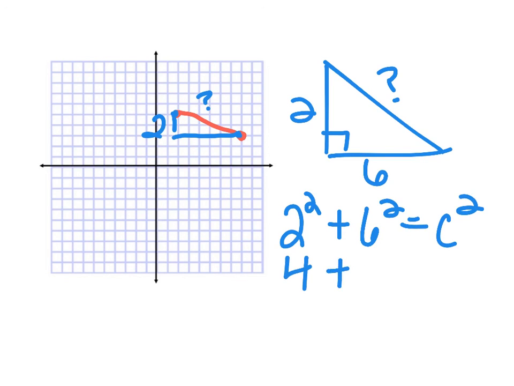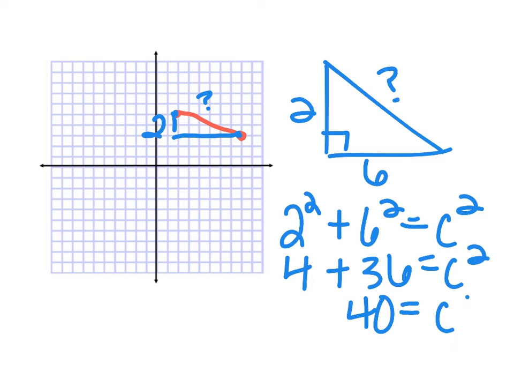So I get 4 plus 36 equals c squared. I get 40 equals c squared. Now I just have to do the square root of 40. Okay, and then you will get your answer. Okay, when you do that, you get about 6.32. So when I round it, I'm going to go to the tenth, so about 6.3.